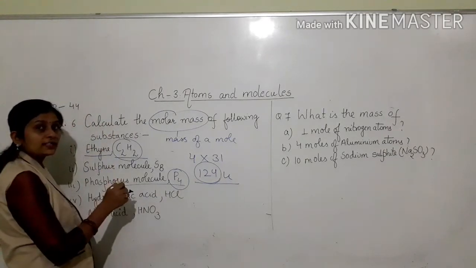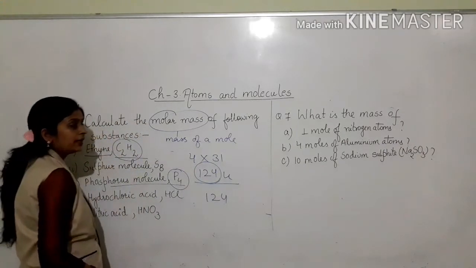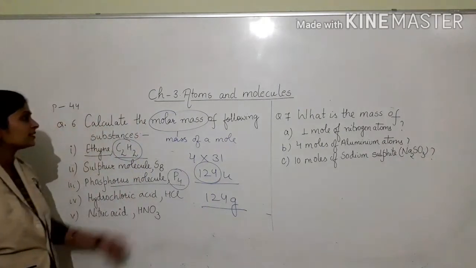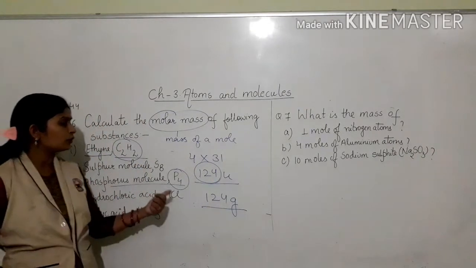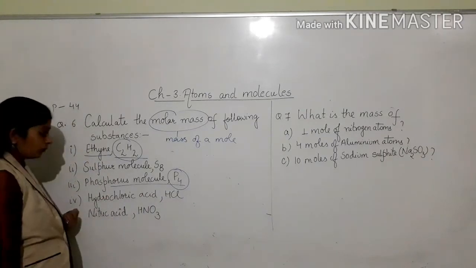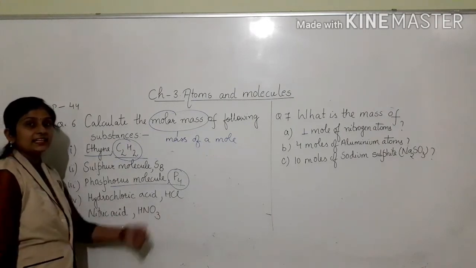Its molar mass will have the same numerical value, that is 124. In place of U, we will write unit G. So what is the molar mass of phosphorus molecules? That is 124 gram.